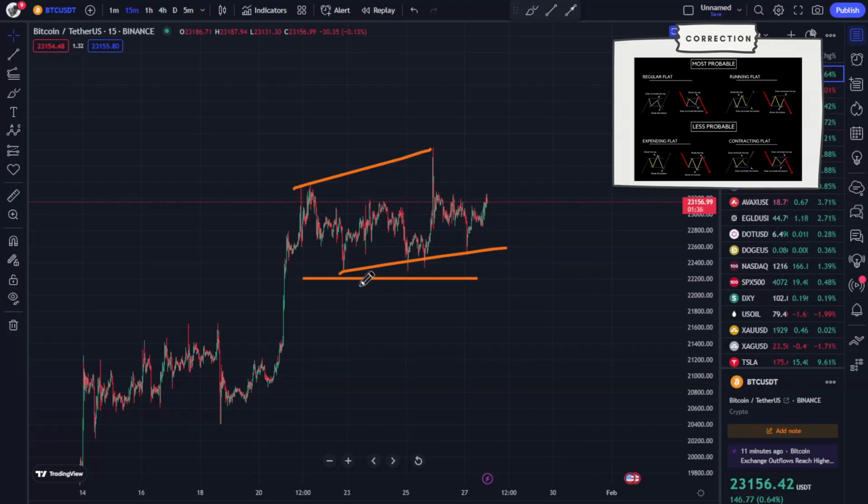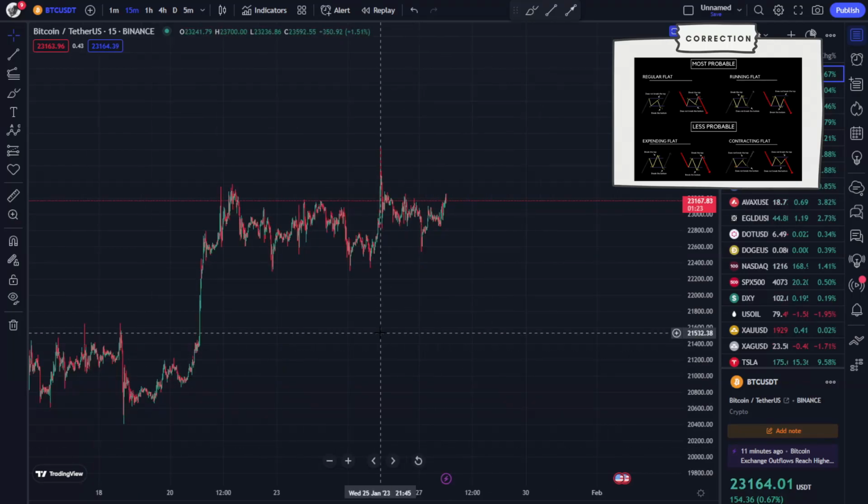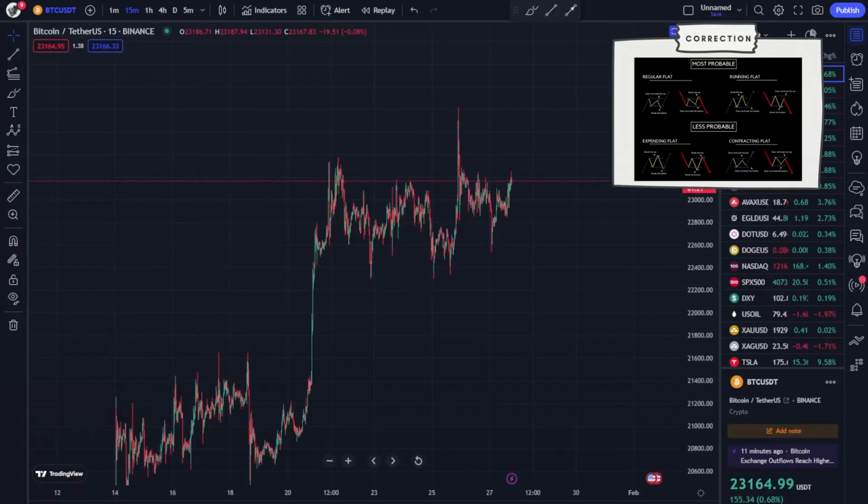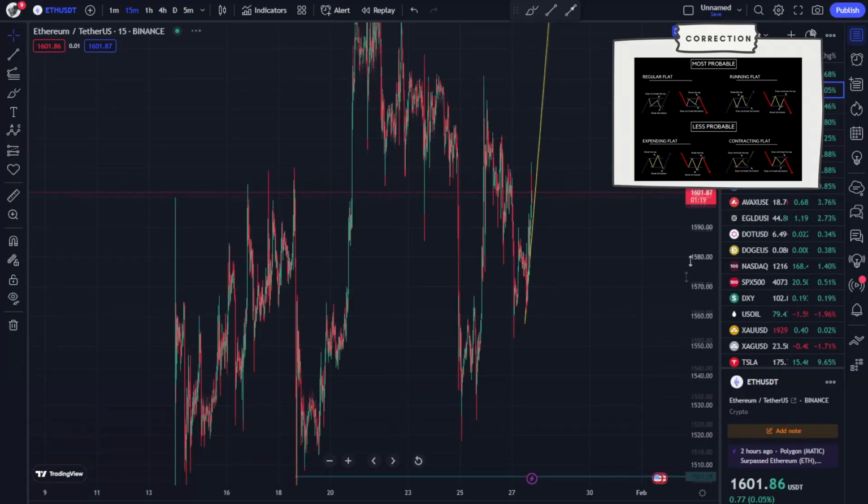All right, when we break out of that low and give a correction, that's where I'll be looking for sells. As long as we don't have this, then you should be looking for buy, and I think I will be looking for buy. Now let's check out Ethereum.